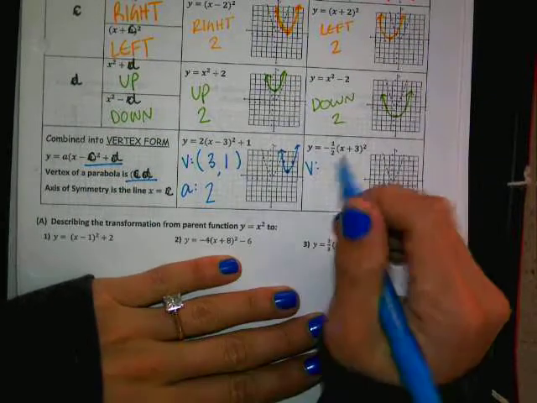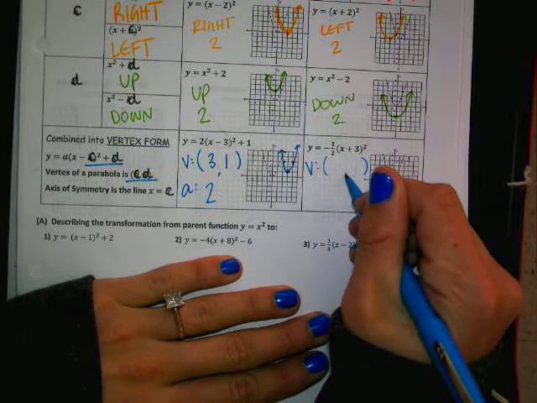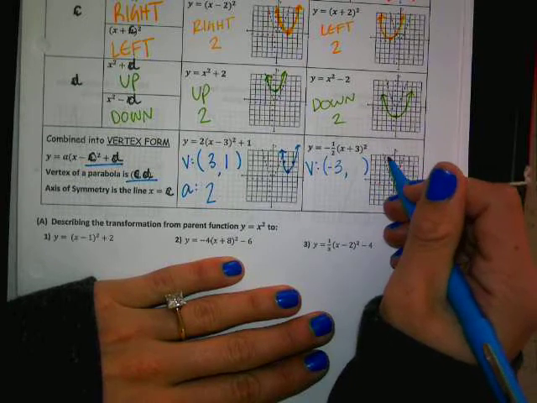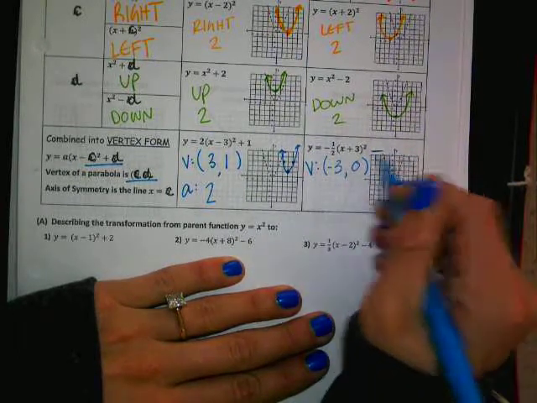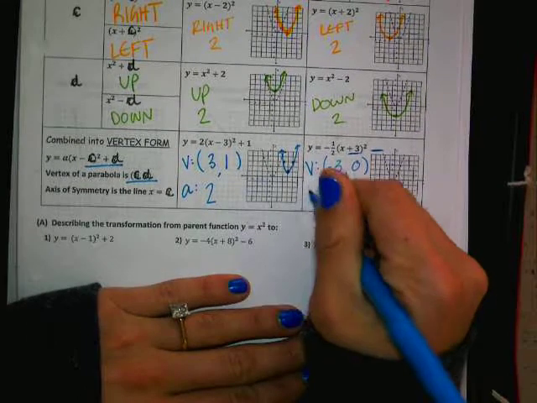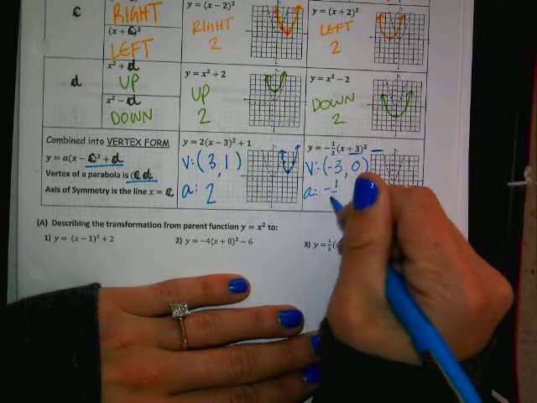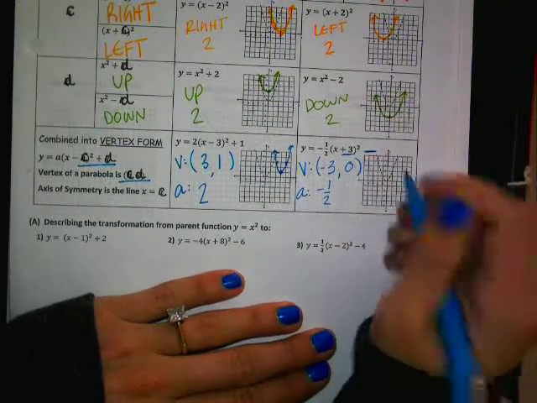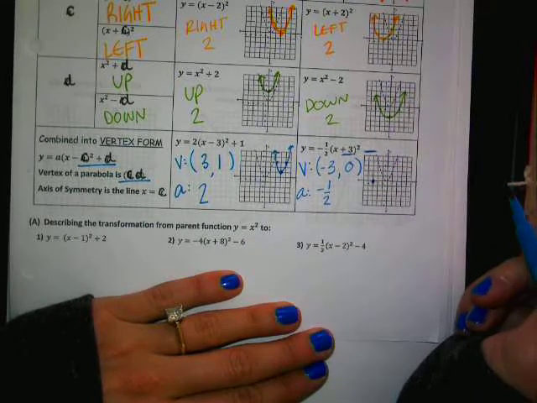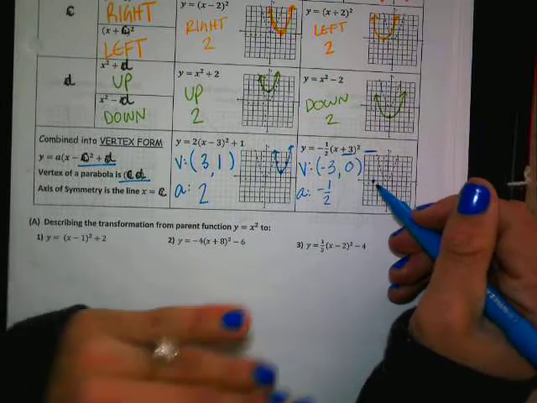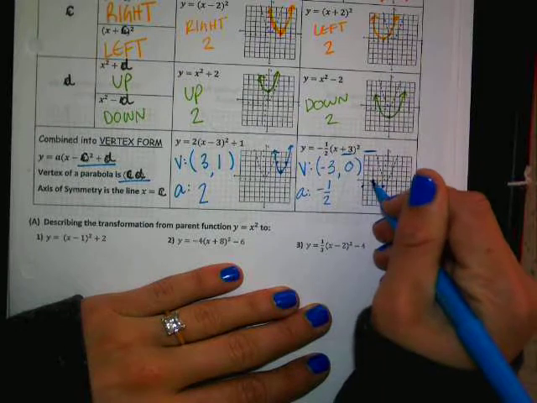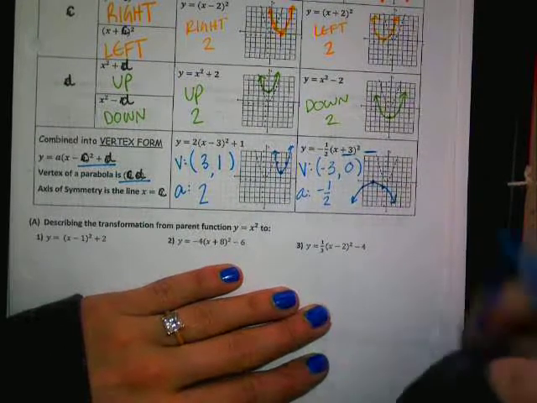Okay, vertex for the next one. -3. Yeah, 0. You don't have a number out there to the side, so it's just 0. So -3, 0. What is the A? -1/2. All right, so I'm going to graph my vertex. 1, 2, 3, -3, 0. And then for the A, how do I graph the next points? Down 1 over 2. Down 1 over 2 the other way. So your graph looks like that.